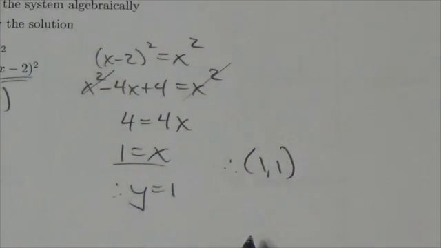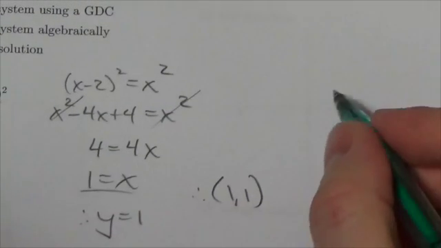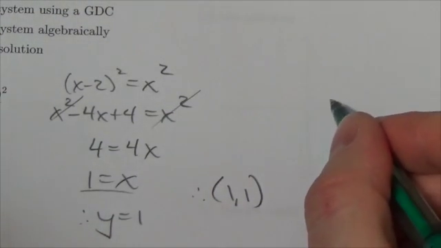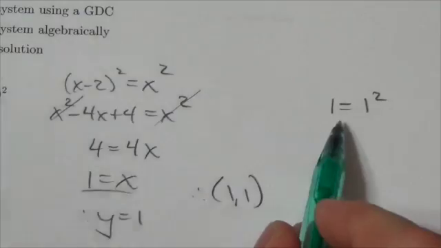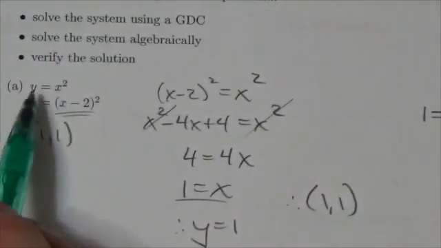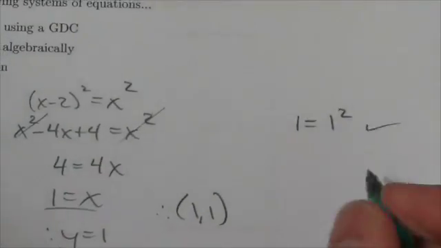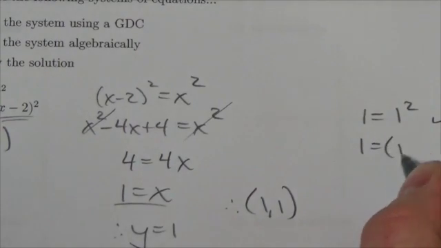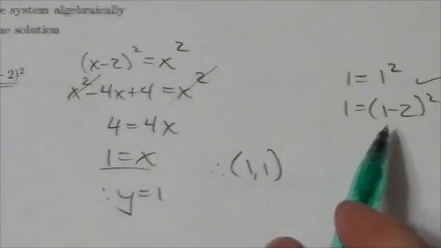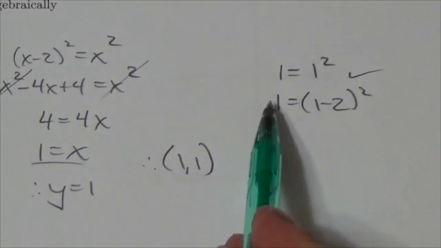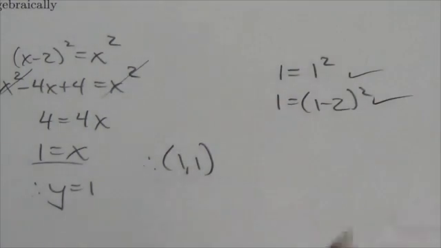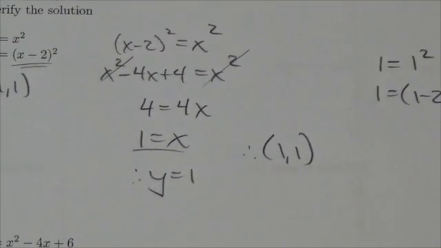Notice that I'm only getting one answer, which corresponds to what I'd seen before. Again, to check this, I would just ask: when I plug those into the first equation, does 1 equal 1 squared? Well, yes. And then does 1 equal (1 minus 2) squared? Well, let's just think about that. Negative 1 squared is in fact positive 1, so yep, that point (1, 1) works.